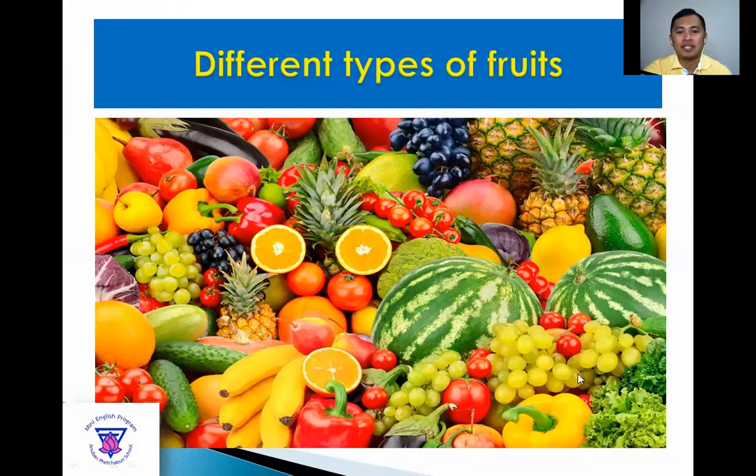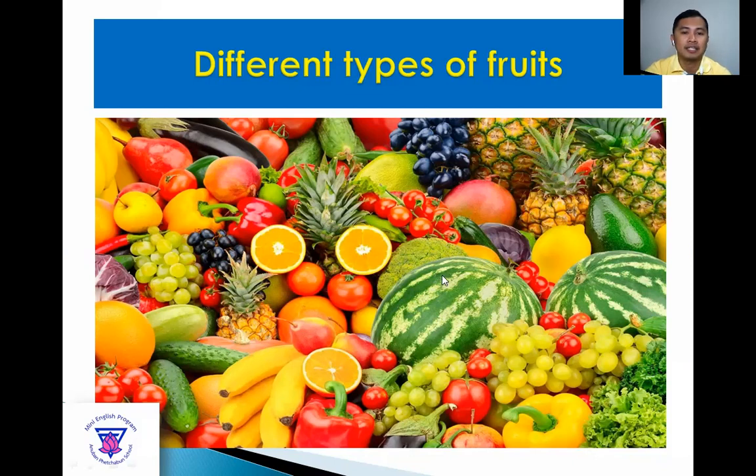All right, so these are the different types of fruits. I can see watermelon. Okay, I love watermelon. And of course, pineapple, oranges, apples, bananas, and others. Okay, grapes. So you should always have fruits.